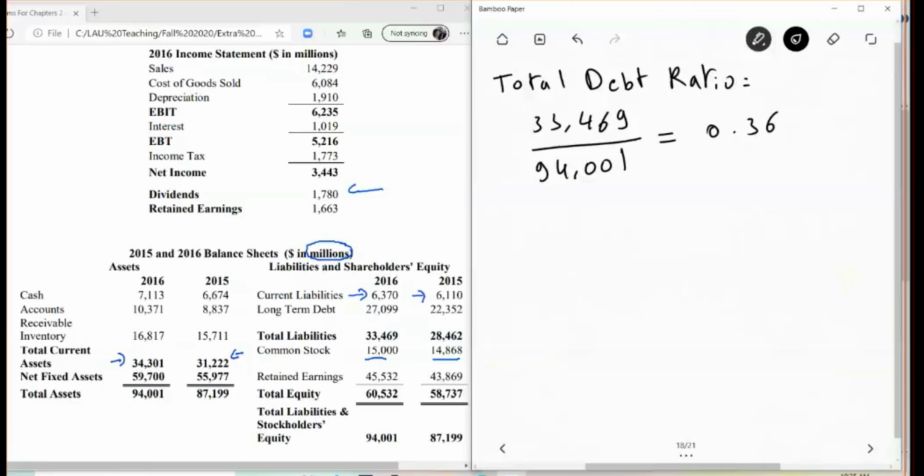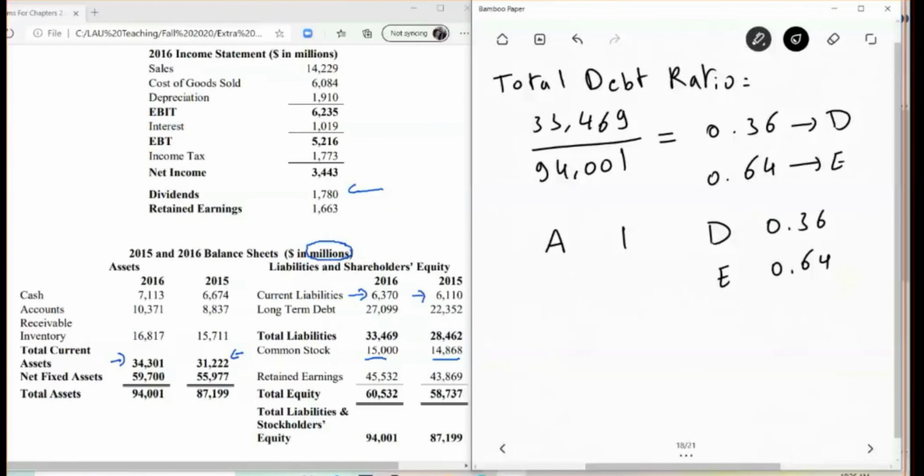So I can say that the capital structure of the firm is 36% debt, 64% equity. Or I can say it in the following way: every $1 in assets is financed through 36 cents in debt and 64 cents in equity.